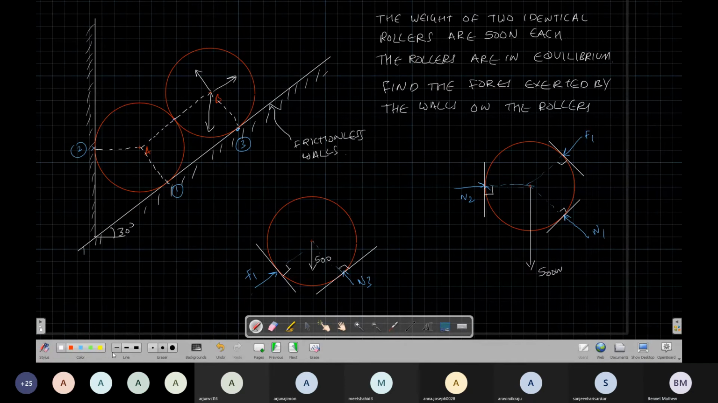Anyone? So it will help me if I draw a horizontal line like this, and a vertical line like this. Now what all do I know?